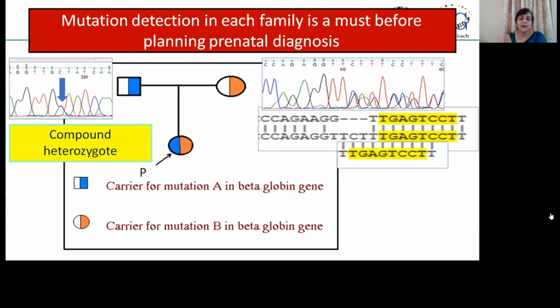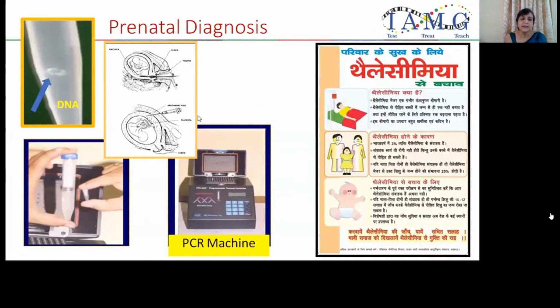So identifying mutations is the first prerequisite for providing prenatal diagnosis, and many patients with autosomal recessive disorders may be compound heterozygotes. That means the mutations from father and mother are different in nature. Prenatal diagnosis, as I said, is a very important relief to families who have a severe disorder where treatment is not available or is very difficult. Recurrences can be prevented by providing prenatal diagnosis.